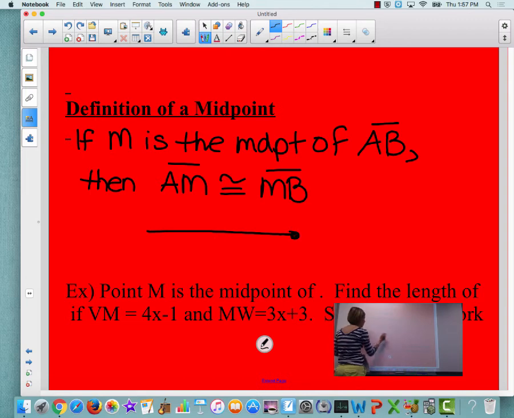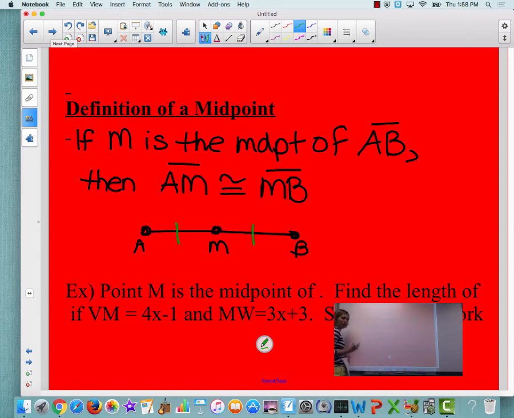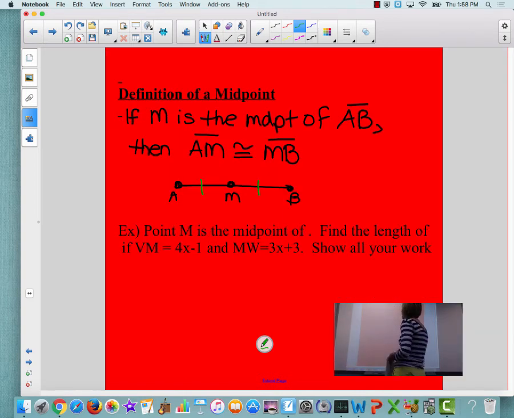Let's draw a picture here. I tell you that M is the midpoint of AB. The first thing I would do is say to myself, then AM is equal to MB. I'd mark my diagram with what I'm given. I'm given that M is the midpoint, so it's telling me these two segments are congruent, which means they're equal. Now let's use that to see if we can solve a problem.